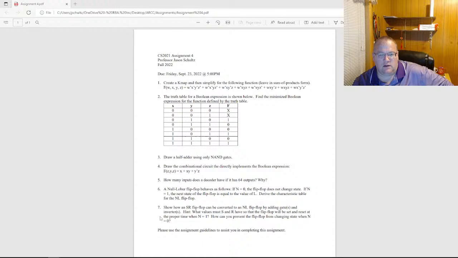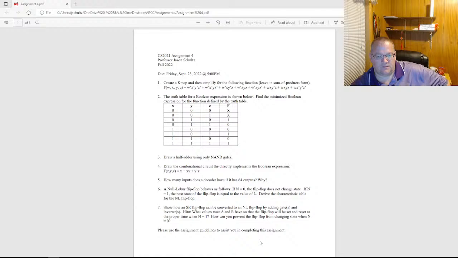I am asking you to derive the characteristic table for this one, and this one is converting it by adding gates and inverters. So you can just draw the SR flip-flop, and that doesn't change. We know exactly what that looks like. And then to create the NL flip-flop, you're going to add some external gates and inverters. That's what you'll do for those.